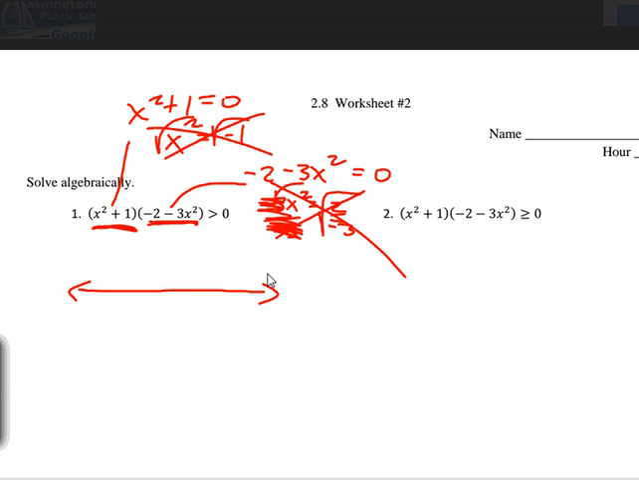That means it doesn't touch the x-axis. That means the graph is either all above the x-axis or it's all below the x-axis. How am I going to be able to tell whether it's all above the axis or all below the axis? Yes?